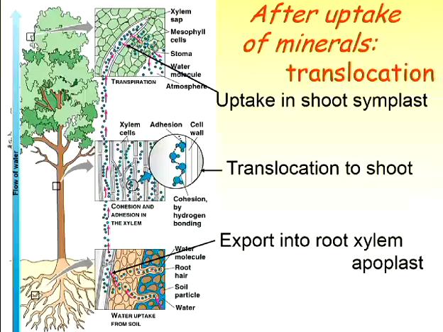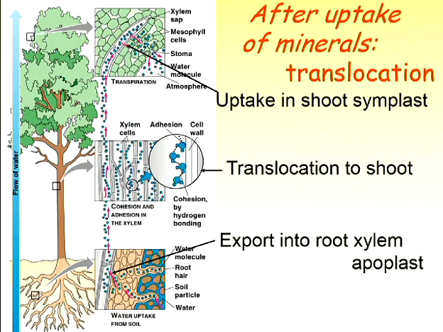And then the last step would be the uptake from the xylem of the leaf into the symplast of the leaf, the mesophyll. So that involves another membrane step to get into those cells. And then depending on where our mineral ends up in the cell, it may need to pass additional membranes. Like to get into the vacuole, it would have to pass the tonoplast, the vacuolar membrane.